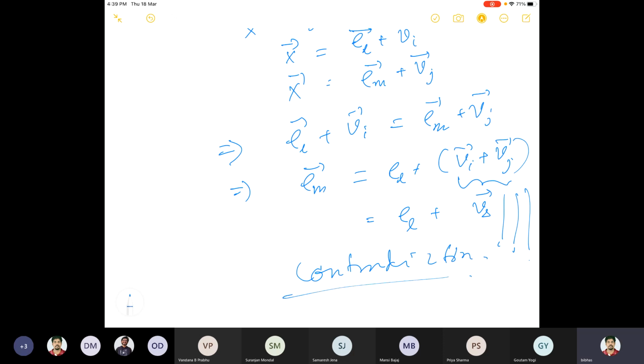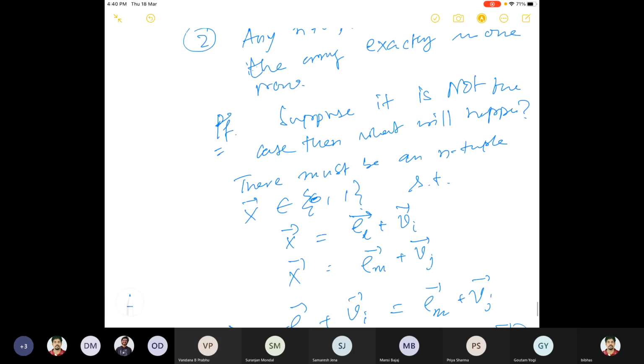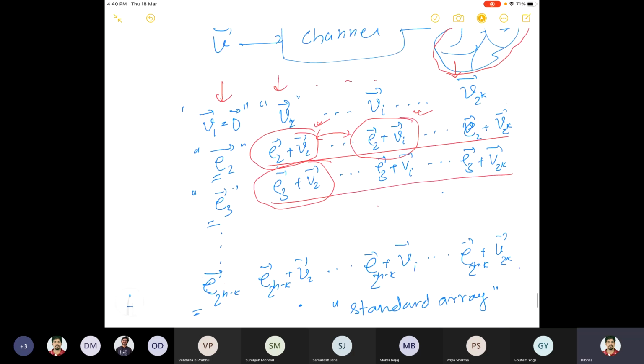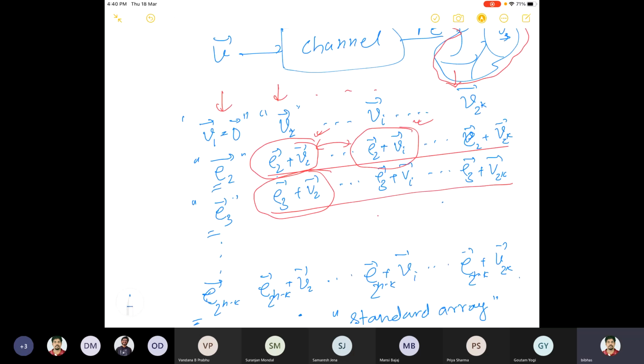So there are exactly 2 to the power n minus k disjoint rows in this array, and each row contains 2 to the power k distinct elements. And each row I'll now call a coset. Why am I calling it a coset? Somebody, I think Gautam, said you know the definition of coset. What is that?